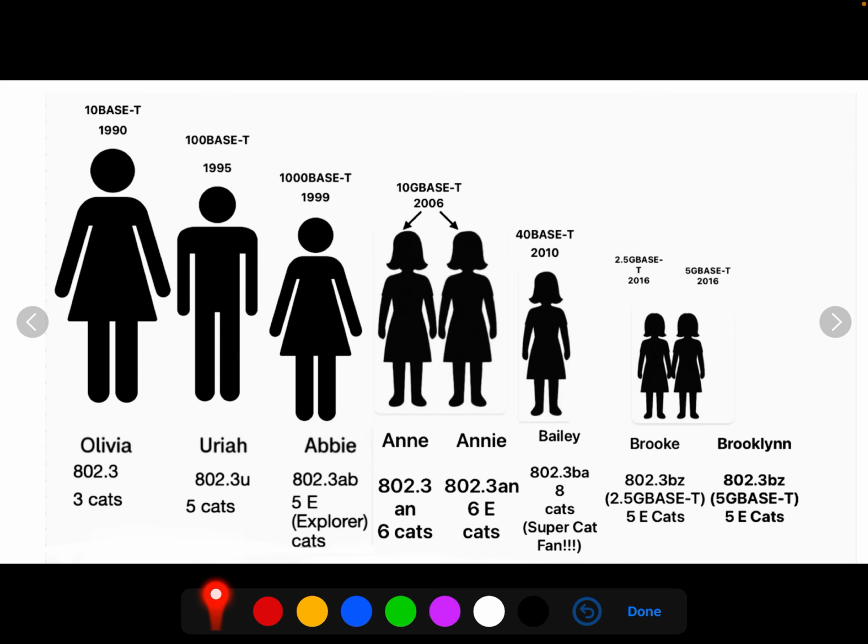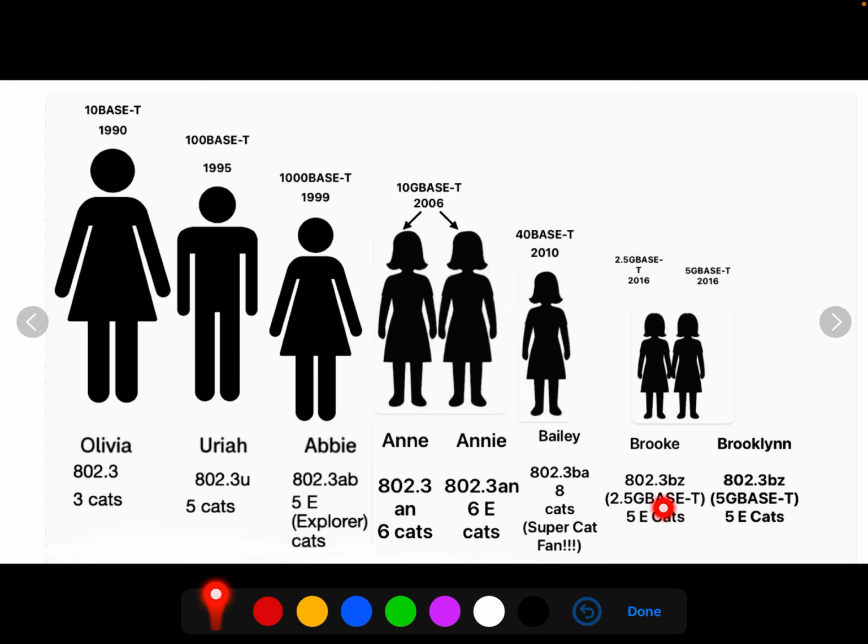Biggest cat fan. Okay, so eight cats, right? Super cat fan. So meaning H.3BA used Cat 8 cabling, 40 gig per second it can do. So yes, the fastest standard out there. So moving on to the last two siblings now, Brooke and Brooklyn.